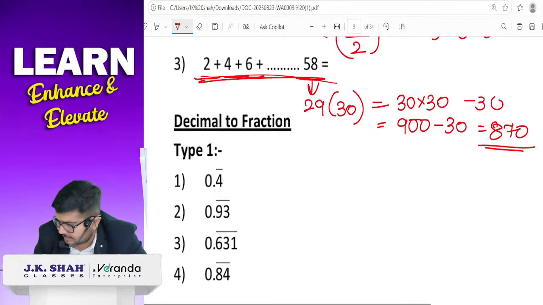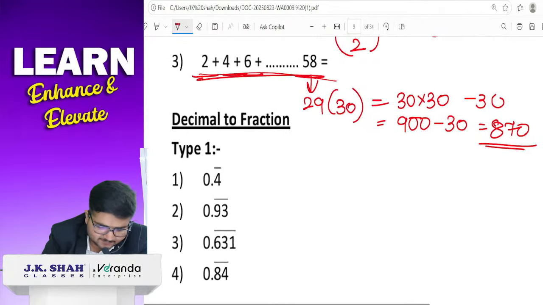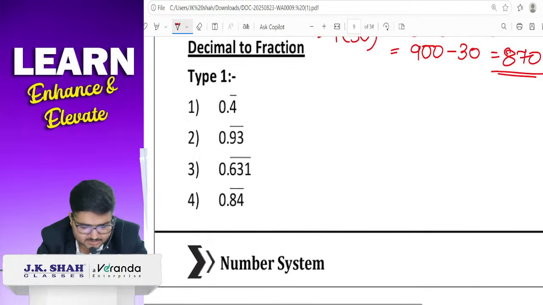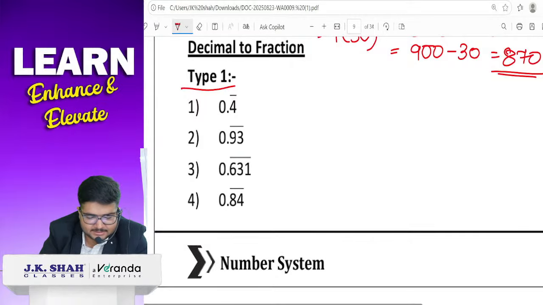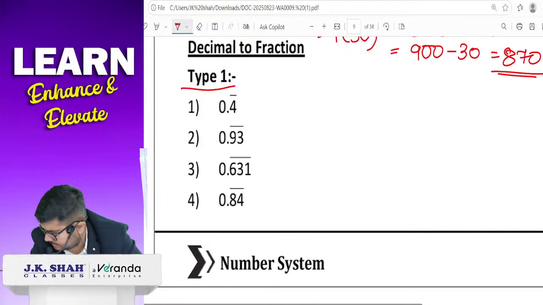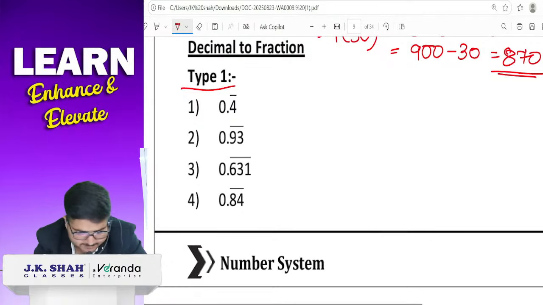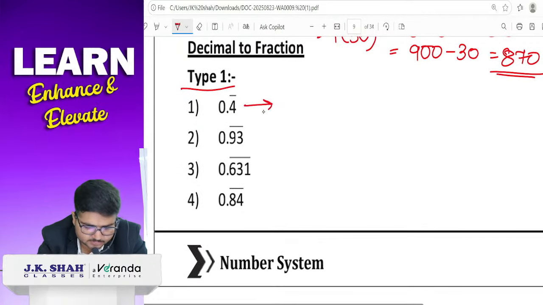Let us move forward to the next topic, that is my favorite topic, decimal to fraction. Beautiful concept. There are three types of sums. First type is easy, second type is medium level difficulty, and third type is medium level difficulty. There are no difficult sums in this, but you have to apply concept. Let us do this sum.